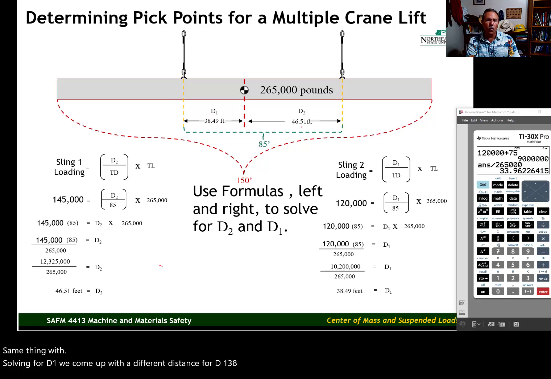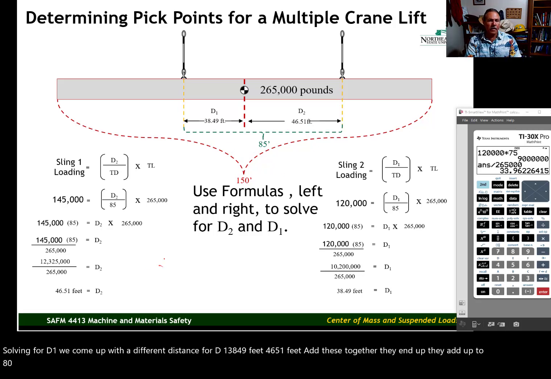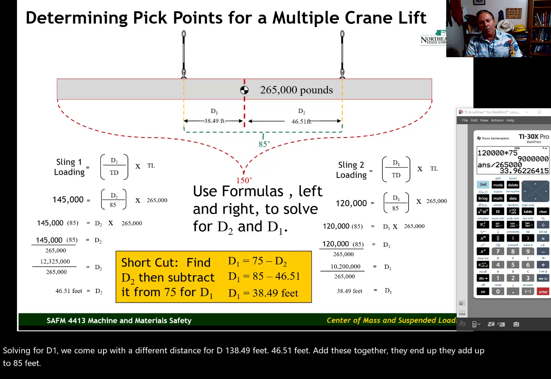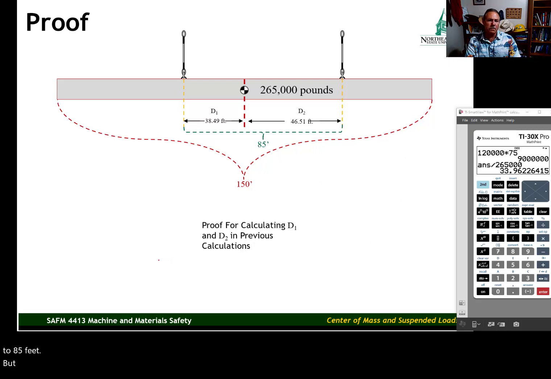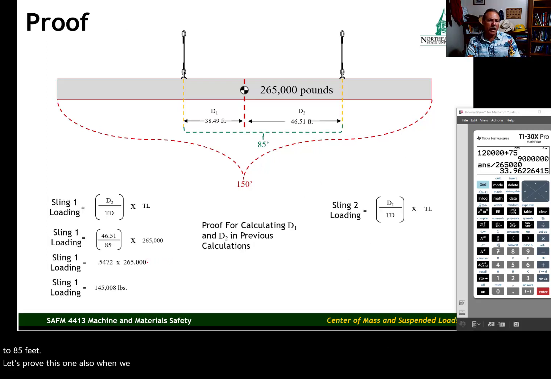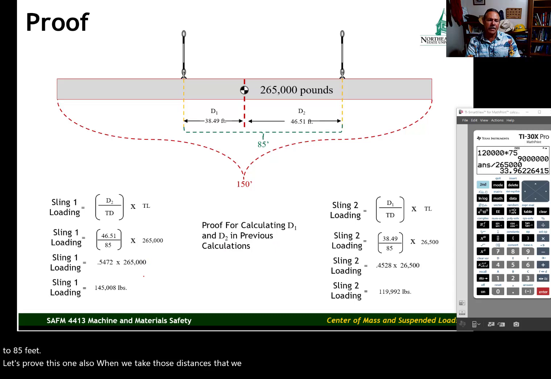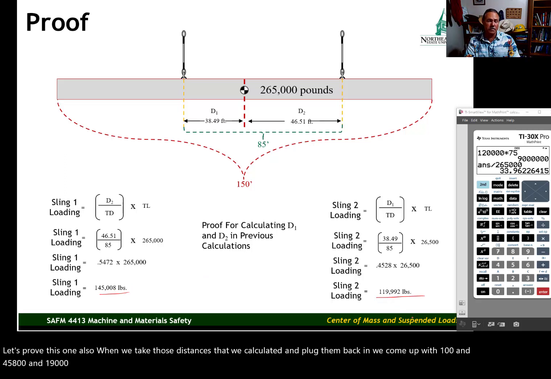38.49 feet, 46.51 feet. Add these together, they add up to 85 feet. But let's proof this one also. When we take those distances that we calculated and plug them back in, we come up with 145,008, 119,992 pounds. Within that range where they need to be if this is an accurate procedure. So 75 feet works, 85 feet.